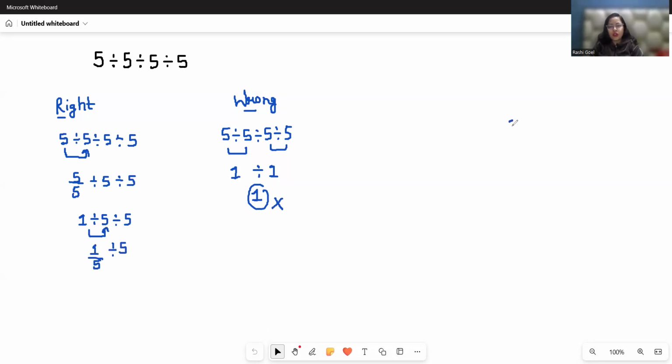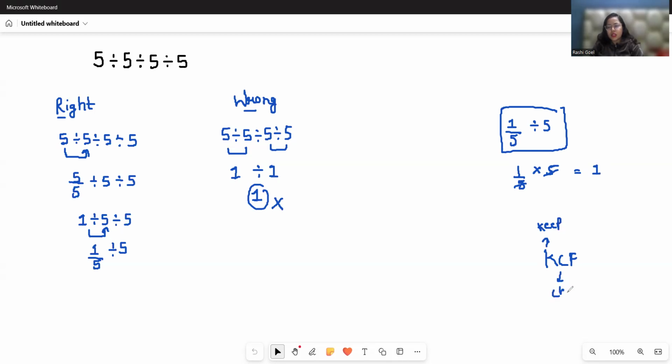So there are two different things: 1 by 5 divided by 5 and 1 by 5 multiplied by 5. In the multiplication case, you can cancel out, and the answer is 1. But in this case, you have to follow the KCF rule, which says that K stands for keep, C stands for change, and F stands for flip. That means keep the left hand, change the symbol from division to multiplication, and flip the right hand. So it becomes 1 by 25.